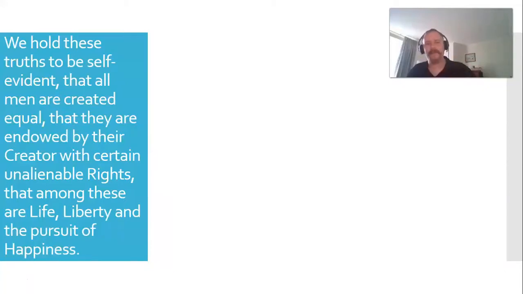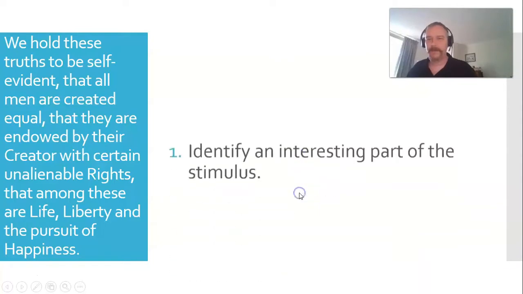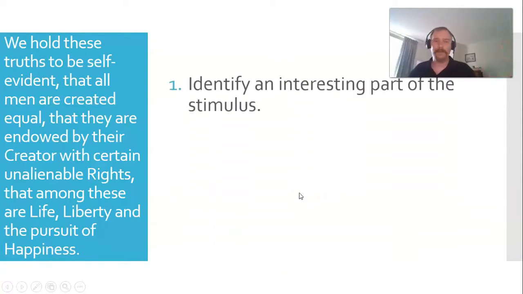Here's the preamble from the Declaration of Independence. We hold these truths to be self-evident, that all men are created equal, that they are endowed by their Creator with certain unalienable rights, and that among these are life, liberty, and the pursuit of happiness. So, what can I do with this? Well, first I'll identify an interesting part of the stimulus.